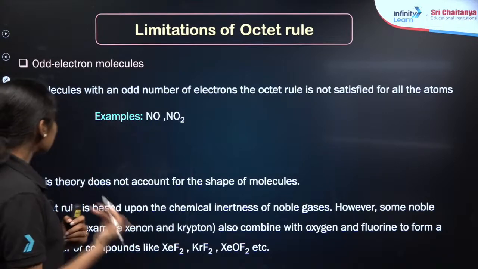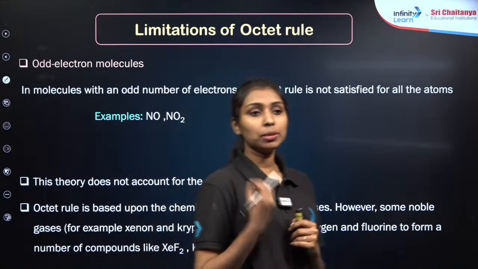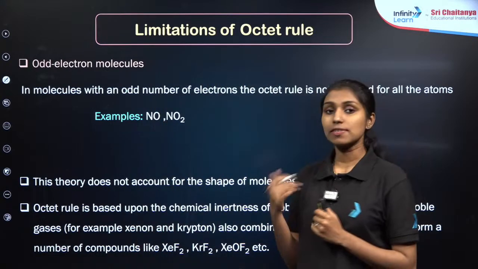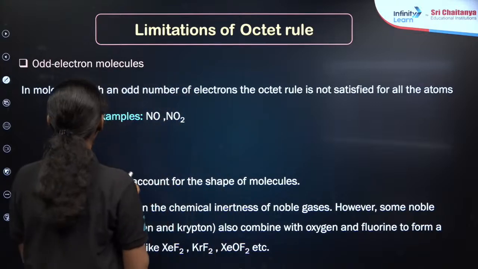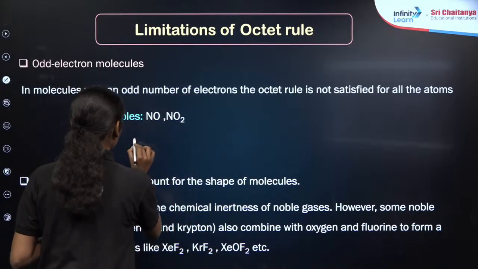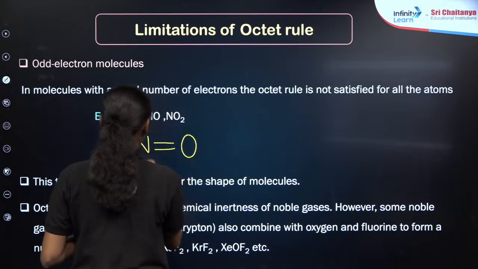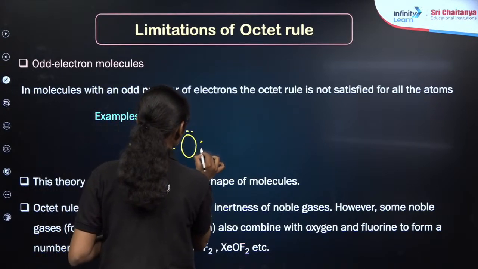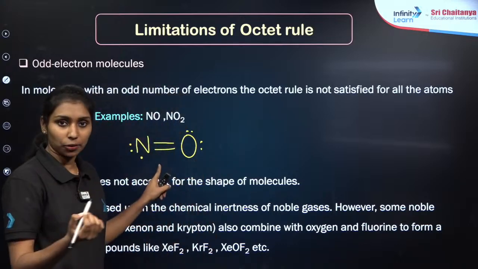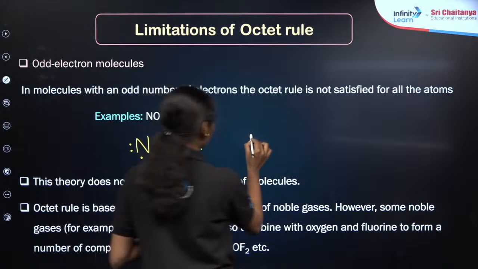Now, the next limitation of the octet rule is odd electron molecules. Some molecules possess an odd number of electrons, which means either 1 electron or 3 electrons, right? For example, the NO molecule, nitric oxide. Here the nitrogen atom possesses 3 electrons, which is the odd electron, right? Still it is stable. Then what about the NO2 molecule?